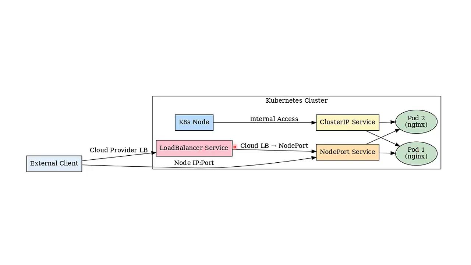Next, we have a load balancer service. For cloud environments, Kubernetes will provision an external load balancer like AWS ELB. This forwards requests to the NodePort service under the hood. Let's now deploy a sample app and expose it using the services.